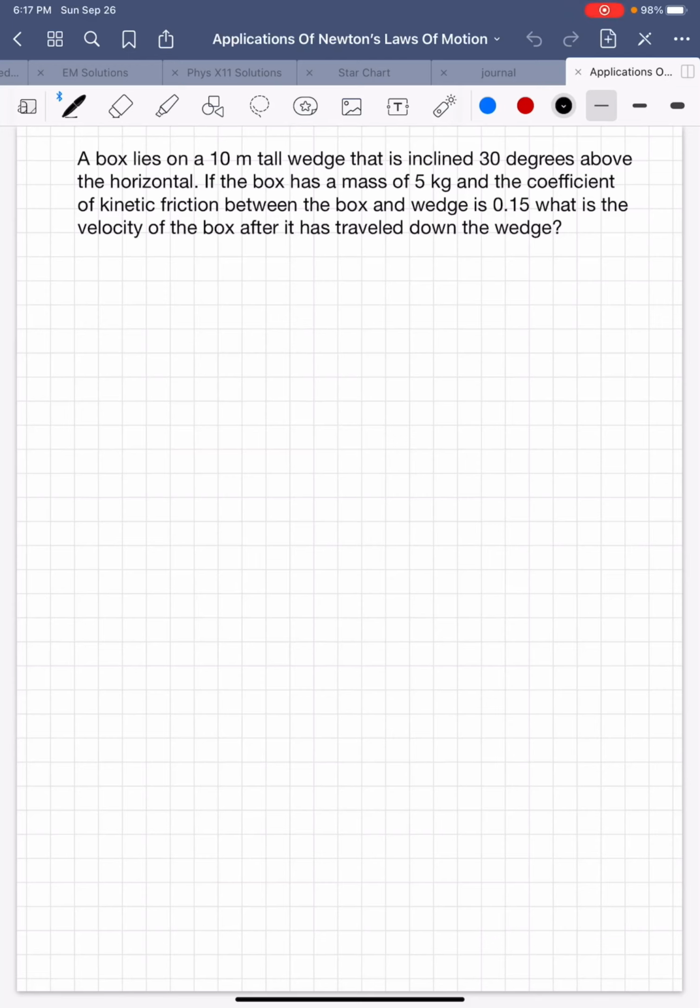All right, everybody, we have one more problem on Newton's laws explicitly, and it is going to be a box on a wedge problem. So a box lies on a 10-meter tall wedge that is inclined 30 degrees above the horizontal. If the box has a mass of 5 kilograms and the coefficient of kinetic friction between the box and the wedge is 0.15, what is the velocity of the box after it has traveled down the wedge?